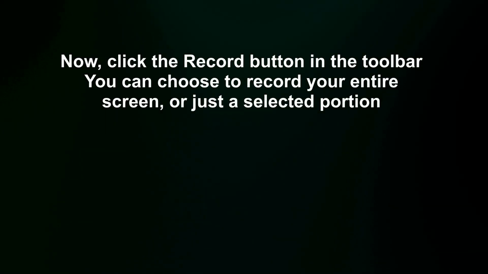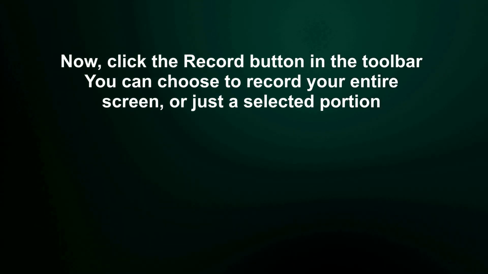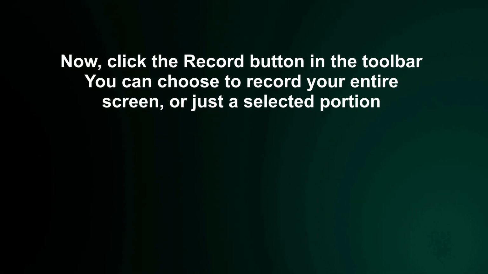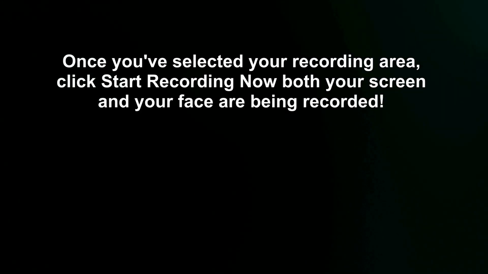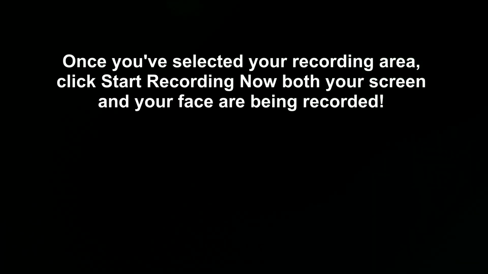Now, click the Record button in the toolbar. You can choose to record your entire screen, or just a selected portion. Once you've selected your recording area, click Start Recording. Now both your screen and your face are being recorded.